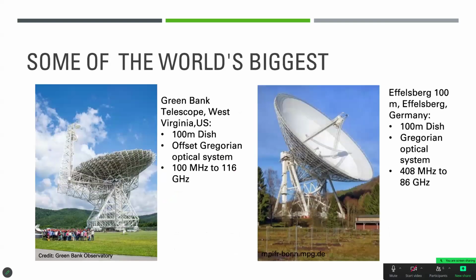Okay, so here's some of the world's biggest. This is the Green Bank Telescope in West Virginia. This is the Effelsberg 100-meter telescope in Germany. Those are the two biggest fully steerable telescopes on Earth. They're 100 meters in diameter. So just so you can get a sense of scale, that down there is a pickup truck, and that's a telescope, right? Those are really, really, really big, right?